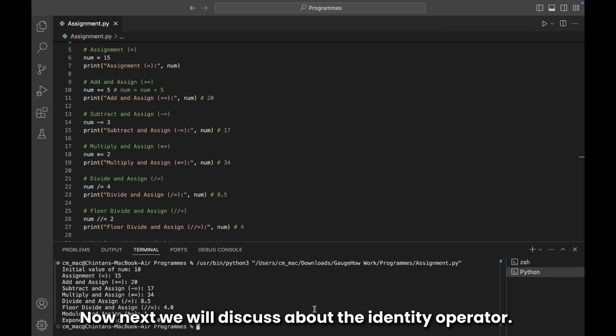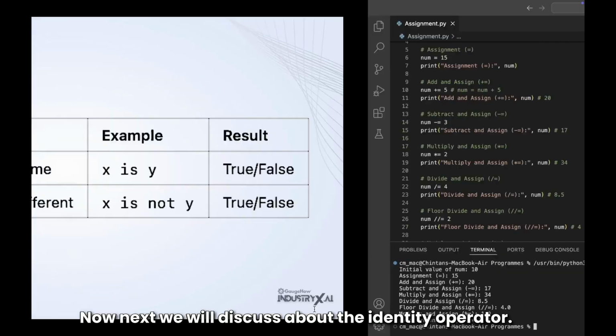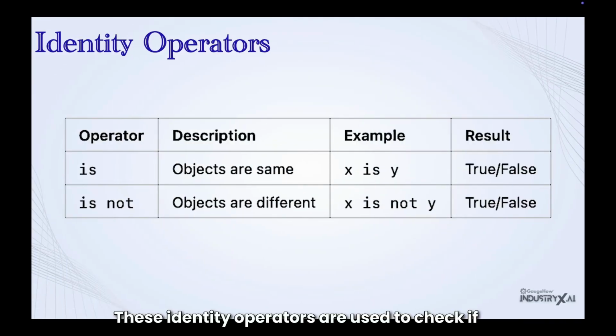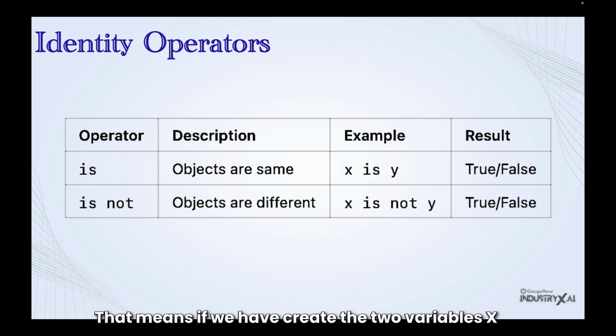Now next we will discuss about the identity operator. These identity operators are used to check if two objects have the same memory location. So the first operator is the is operator. The is operator checks if two variables reference the same object in the memory. That means if we have created the two variables x and y, let us say these two are the objects. So if these two variables are referencing to the same memory location, then we will get the output true, else we will get the output false.